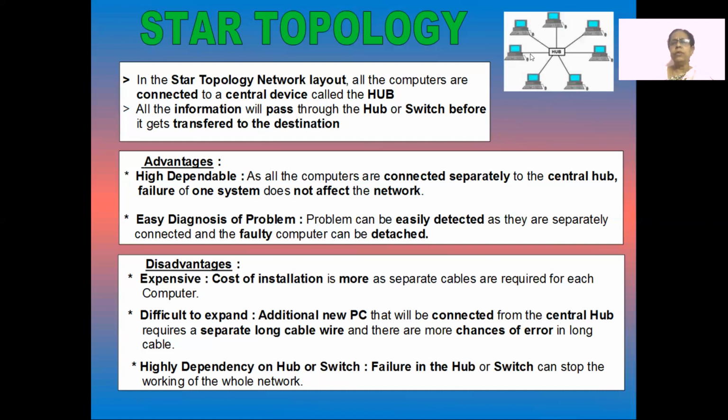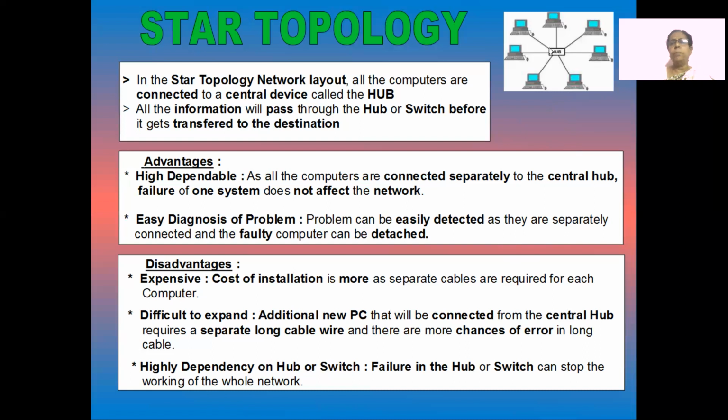Very difficult to expand because it depends upon the hub, how many plug points or how many ports it has for connecting. Of course, you can connect another hub to it, but it is very difficult to expand because of too much wiring. Additional computers that will be connected to the central hub need a separate long wire. And there are more chances of errors if there are too many systems on the hub.